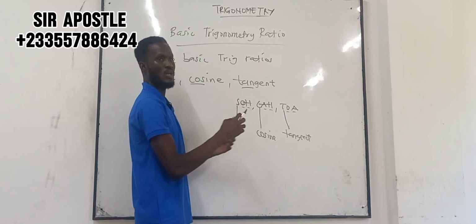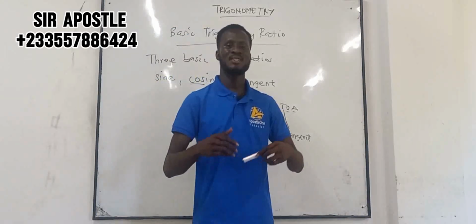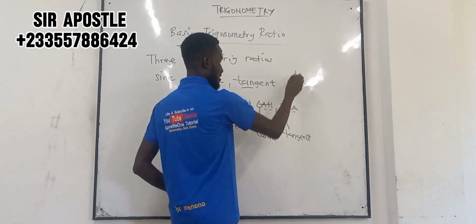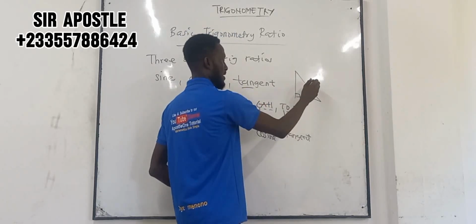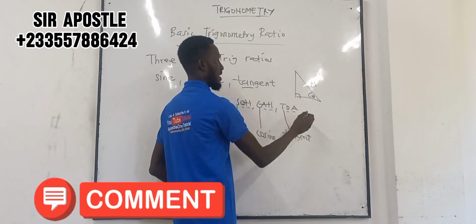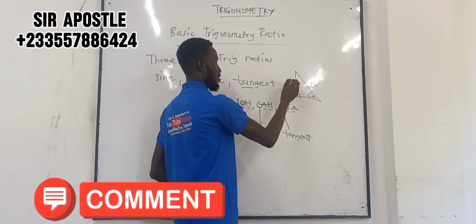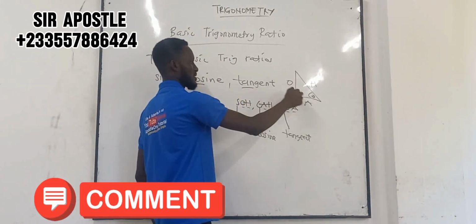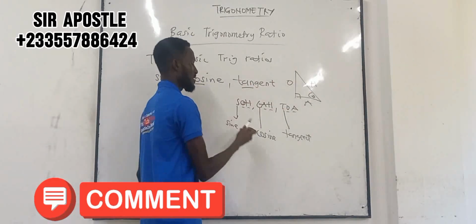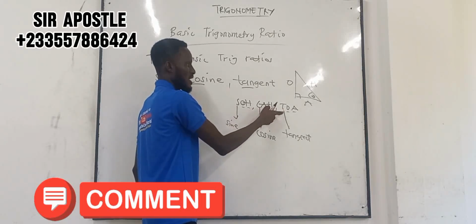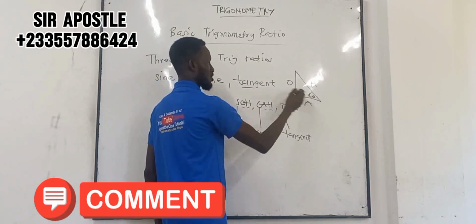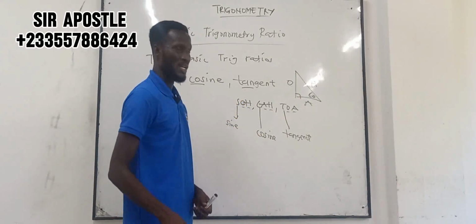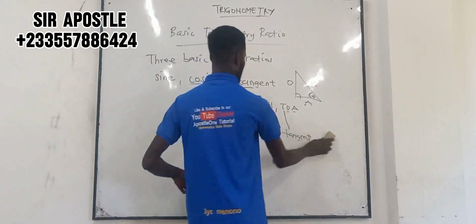The last two letters represent the sides of a right-angle triangle, where one is the hypotenuse, one is the opposite, and one is the adjacent. So the last two letters represent the sides of the triangle. What does it mean? Sine, cosine, and tan link the angles with the sides of the right-angle triangle. Follow me closely.